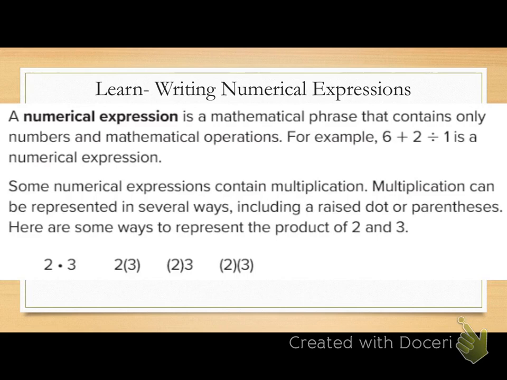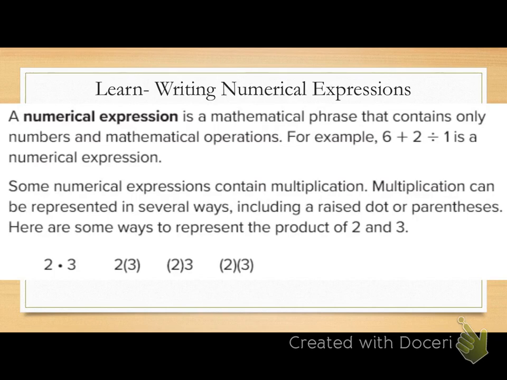You can write this down if you'd like. You don't necessarily have to write this down. You can pay attention to it if you want. A numerical expression is just a mathematical phrase that contains only numbers and mathematical operations. So anything that just contains numbers and operations is a numerical expression. So 6 plus 2 divided by 1 is considered a numerical expression. It consists of only numbers and mathematical operations. So it's a numerical expression.